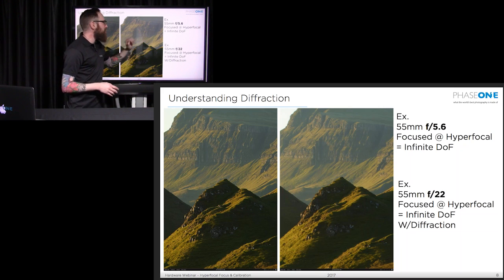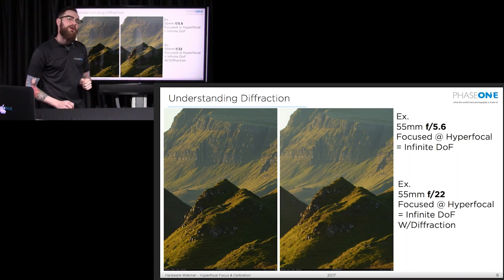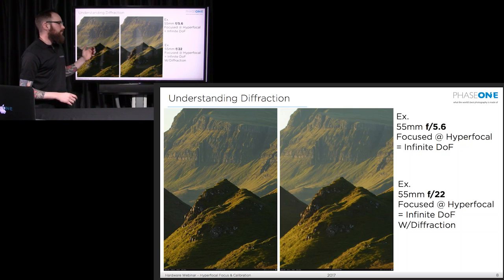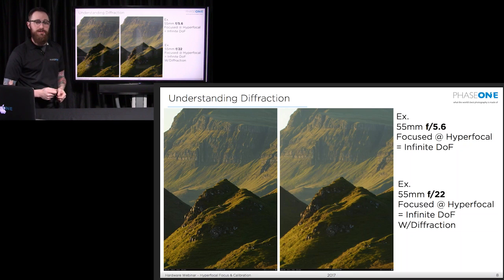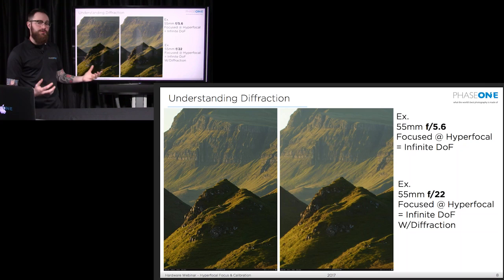And in f5.6, I'm able to get tack sharp images from my foreground all the way to infinity when I find that perfect hyperfocus focusing point. Now, common sense would tell me if I want more depth of field and I want to be absolutely sure that everything's in focus, I would stop down to f22. But in doing so, I introduce diffraction.